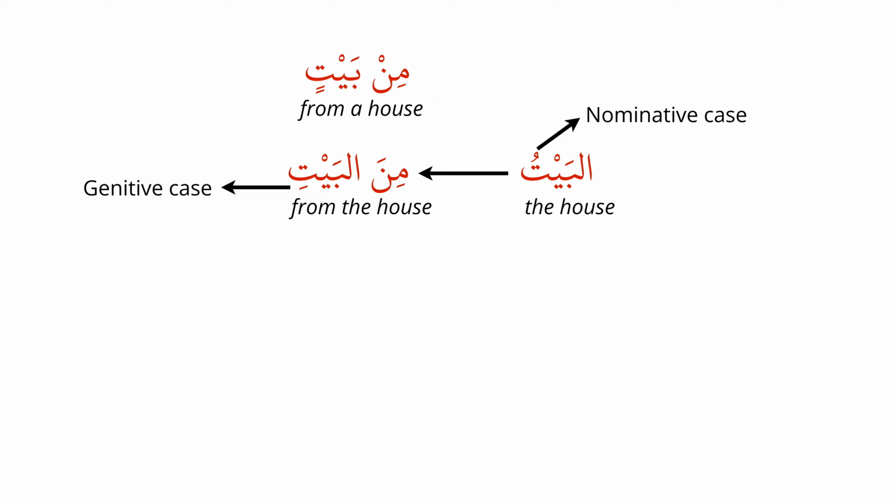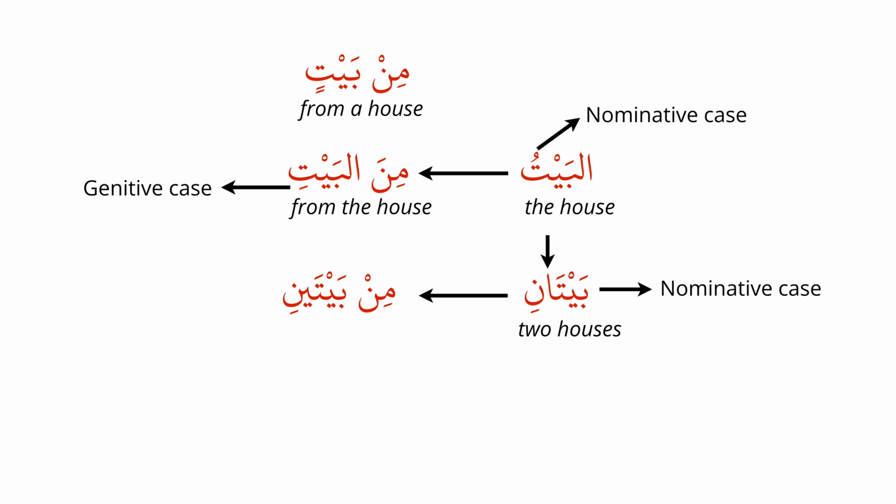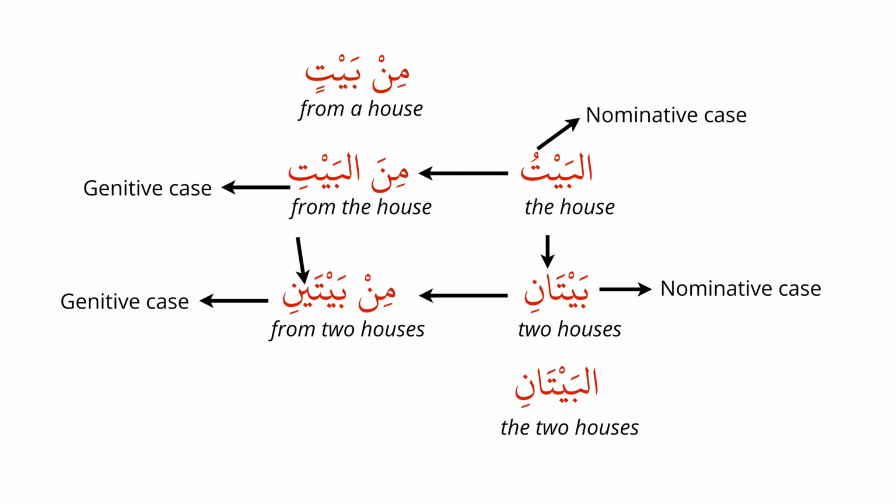Now the noun al-bayt is in the genitive case because of harfu jar min preceding it. Likewise, if we take dual form of the same noun, which is baytani, meaning two houses, this noun is marfu', meaning in the nominative case, which is indicated by alif. When min precedes this noun, baytani becomes min baytaini, meaning from two houses. And here in this phrase, the noun baytaini is majrur, meaning it is in the genitive case, which is indicated by ya. Likewise, al-baytani, meaning the two houses, becomes min al-baytaini, meaning from the two houses.